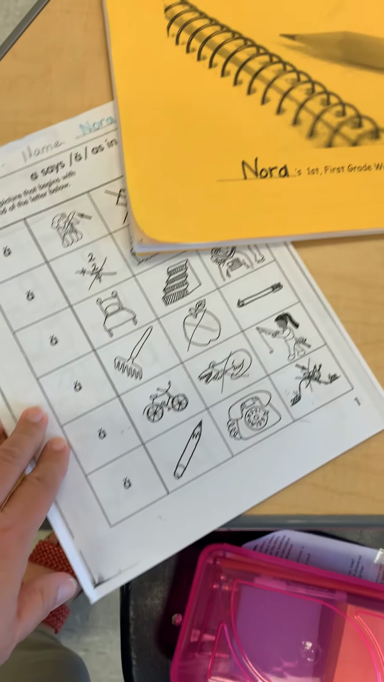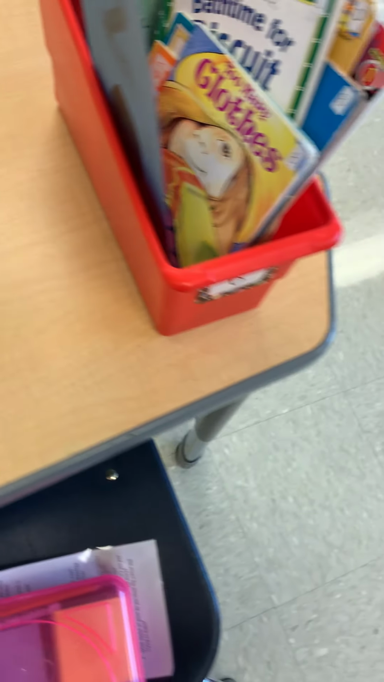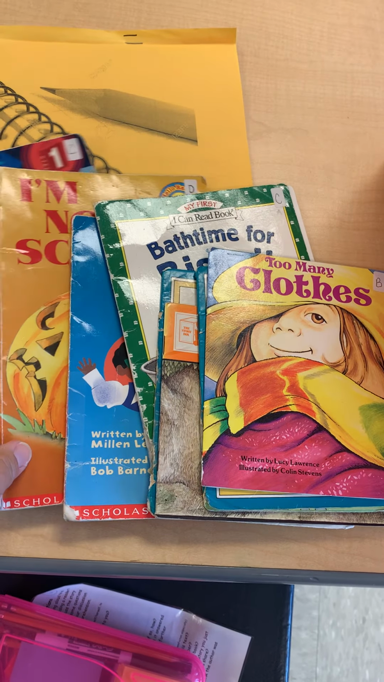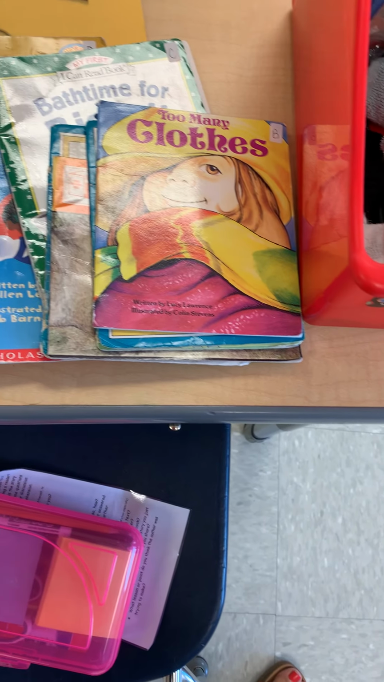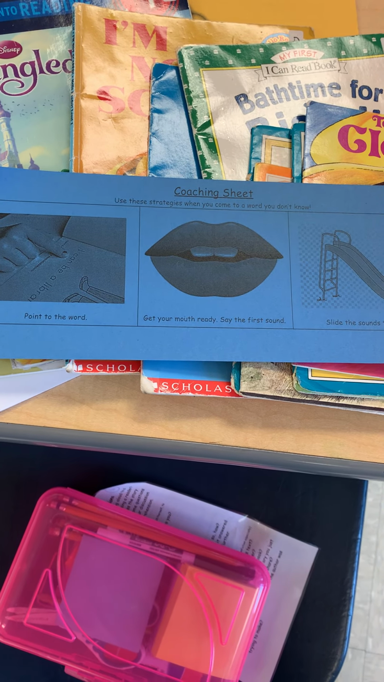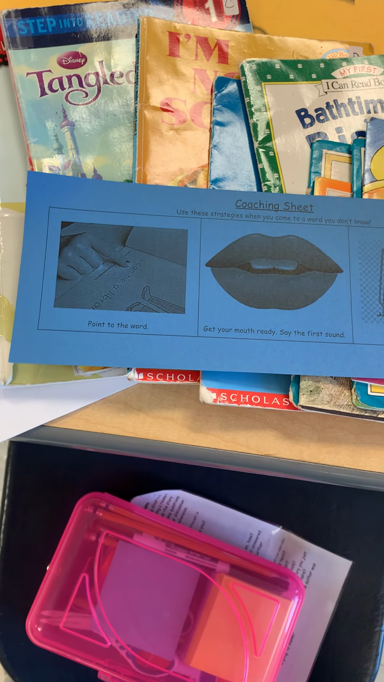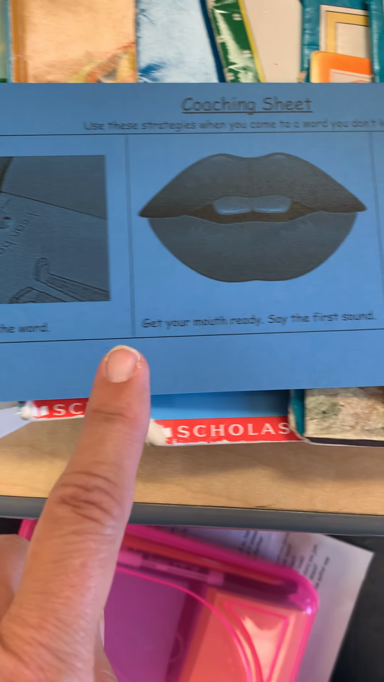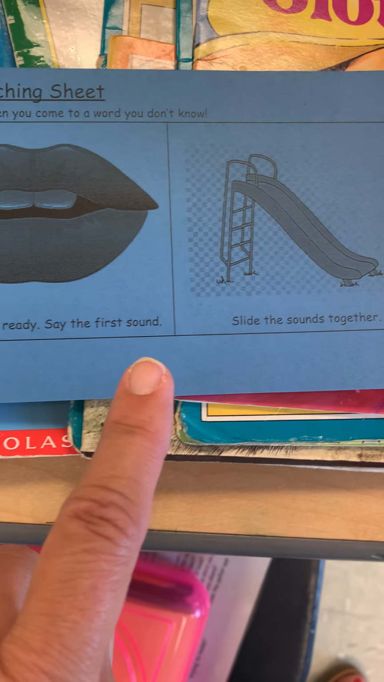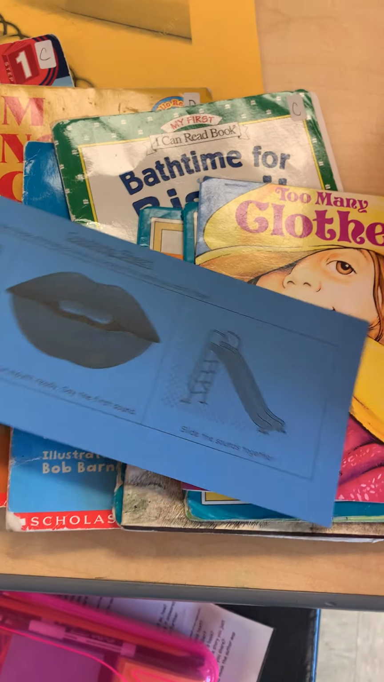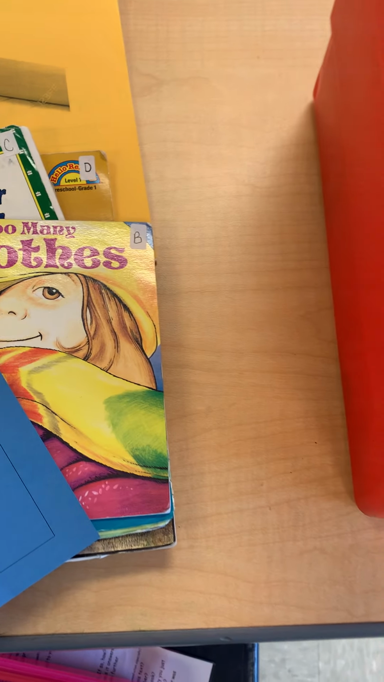So they can choose phonics packet, they can choose to work on writing, or they can choose their book box. So every 2 weeks, your kiddo gets new books in their book box, and this is where they're choosing the 2 that they take home each night. This week, we added our coaching sheet. Coaches help us when we're on a team, so this is going to be our helpful coach right here for reading. You point to the word. If you're not sure what it is, you get your mouth ready and say the first sound. And then you slide the sounds together to figure out the word. So there's going to be one of these in your child's book box, and then there's also going to be another one that is in their reading bag.